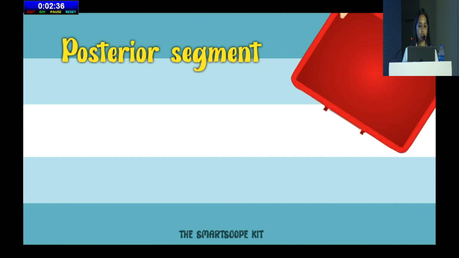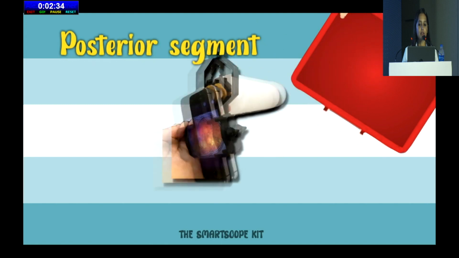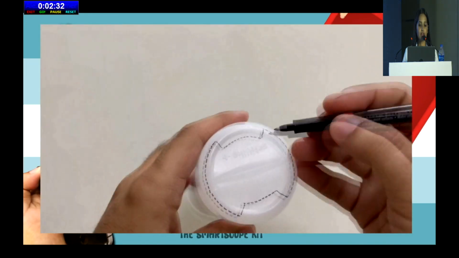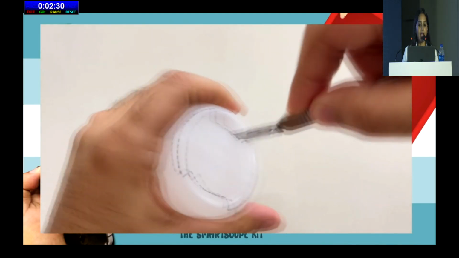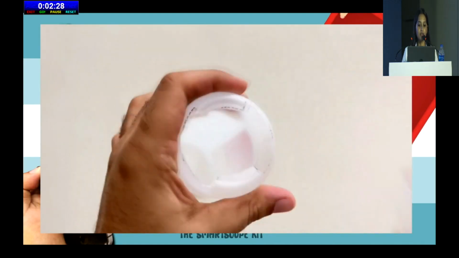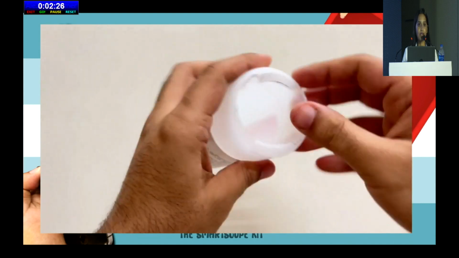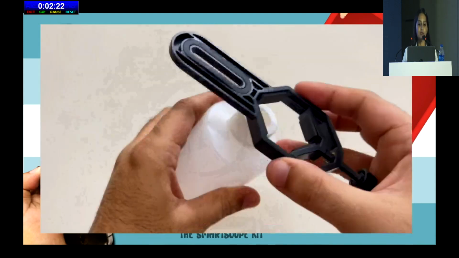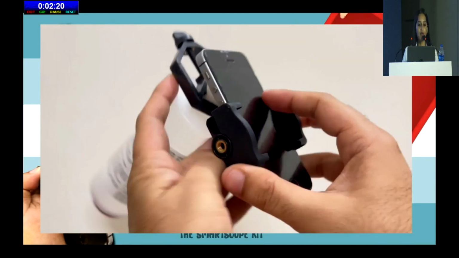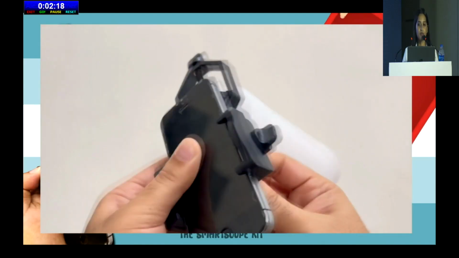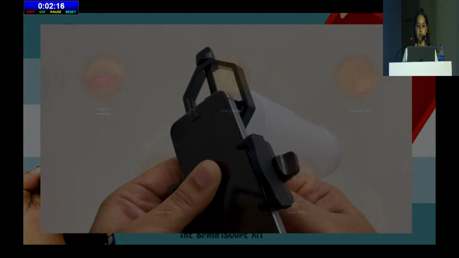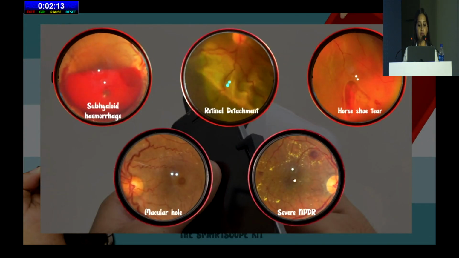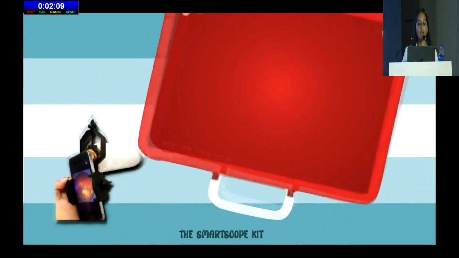Next, coming to the posterior segment examination, we did the Trash to Treasure Cam, the T3R, wherein we used a sanitizer bottle and we cut out one end of the bottle, and here we attached a 20 diopter lens for the examination of the fundus. The other side was attached with an adapter, wherein we attached a smartphone to capture videos or images of the retina. Here were a few findings that we found: retinal detachment, macular hole, and many diabetic retinopathy patients. So this was a SmartScope kit.